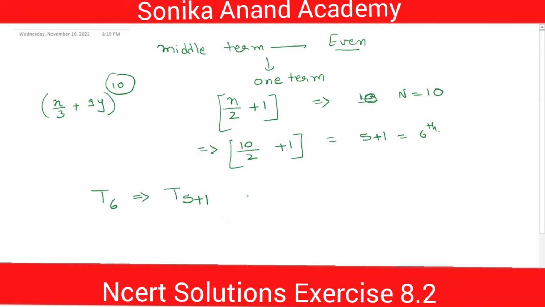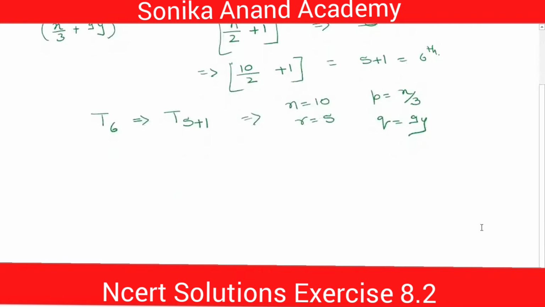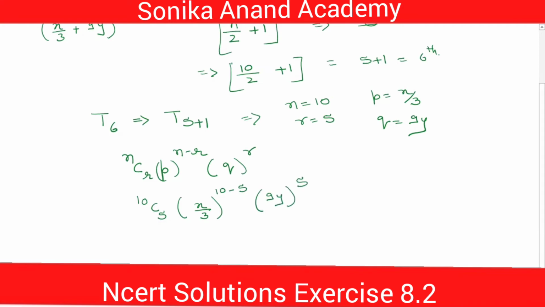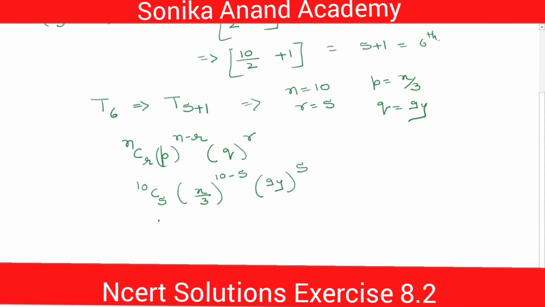So the value of n is 10, the value of r is 5. Now the value of p is x by 3, the value of q is 9y. Now find the value using nCr p q. Find the answer up to the end. Tally with your textbook after that. Find the answer and send me the picture now.